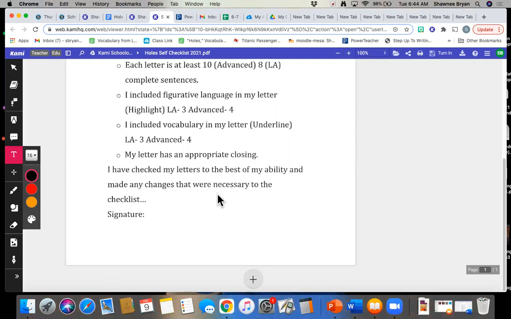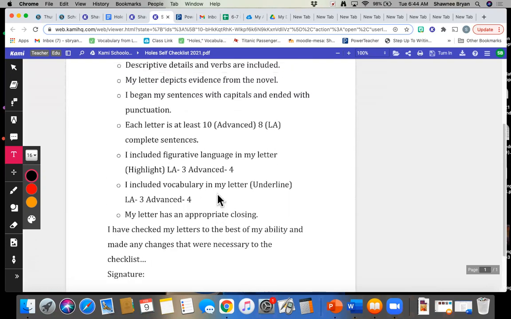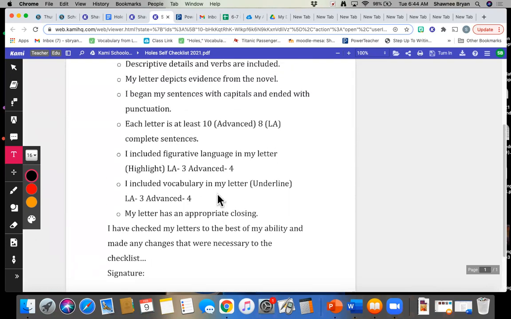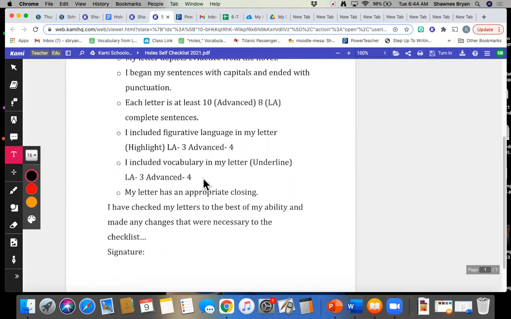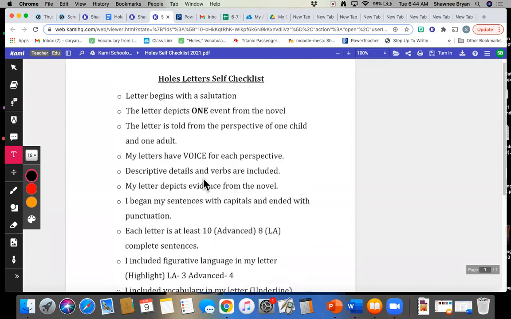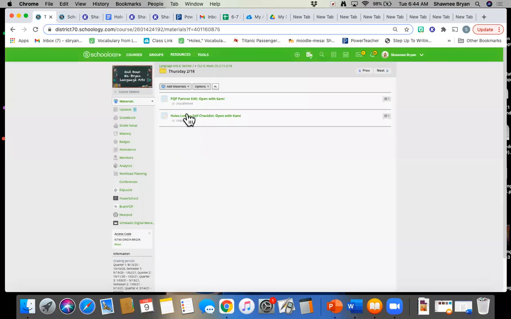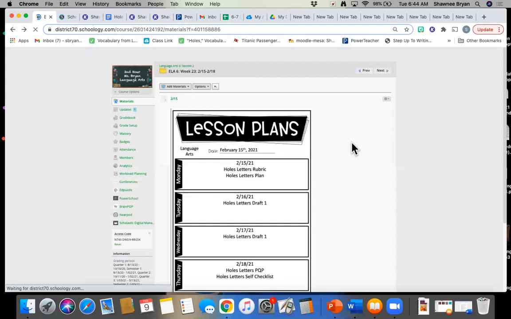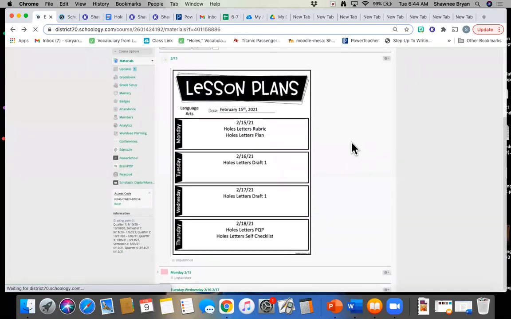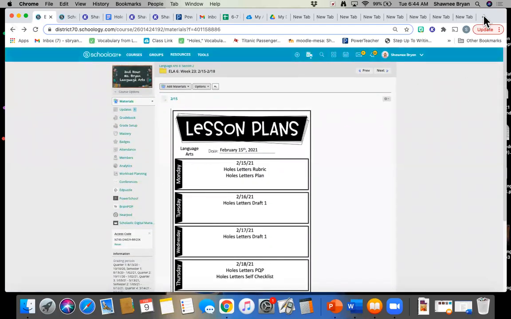Again, this is a self checklist, and I apologize, I did not mention earlier, but again, my advanced classes, 6th hour and 7th hour, you have a few more obligations, 10 sentences, 4 pieces of figurative language, and 4 pieces of vocabulary. So you are going to complete the self checklist. And that is going to be your week for February 15th. And then next week, we will begin the final draft. Please reach out to me if you have any questions.